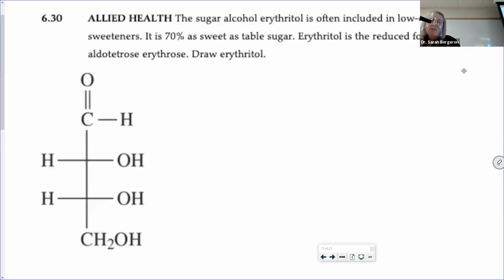Okay, so we have our sugar alcohol erythritol, right? That's what we want to make. Do we have an alcohol here in this drawing? Well, we have some alcohol groups on there, right? But we don't have erythritol, because erythritol is the reduced form of the aldotetrose erythrose. And that's what this is. So we need to make an alcohol version of this, which means that we are going to change what's around our carbonyl carbon, right?